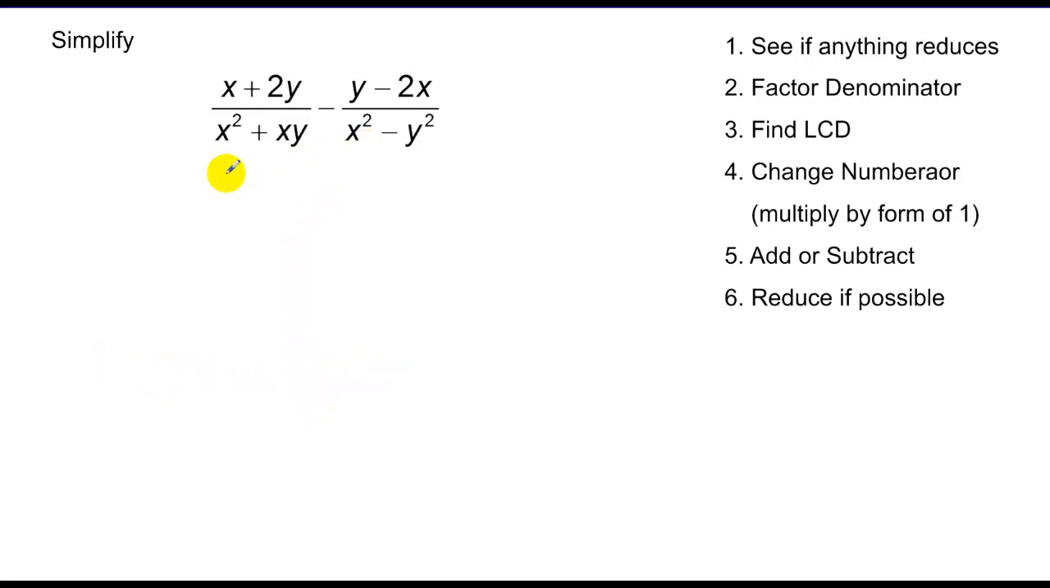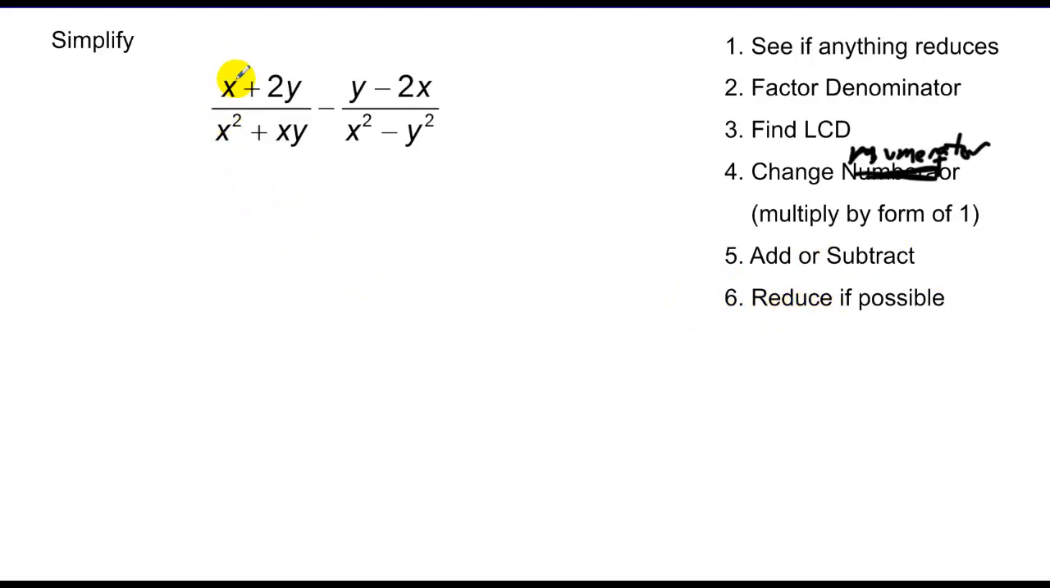So here's a more complicated example. Basically the steps you want to go through every time when you have these complex examples is, you want to see if anything reduces off the bat. Second, factor the denominator. Third, find your LCD. Then change your numerator. Spelled that all wrong. And next, add or subtract that numerator and then reduce if possible in the end.